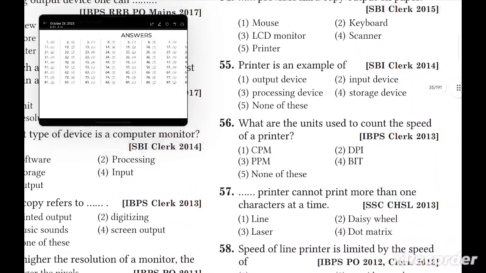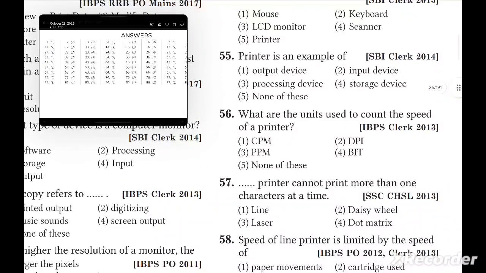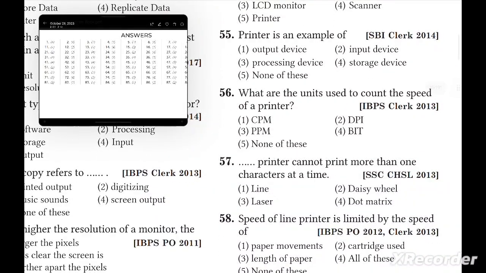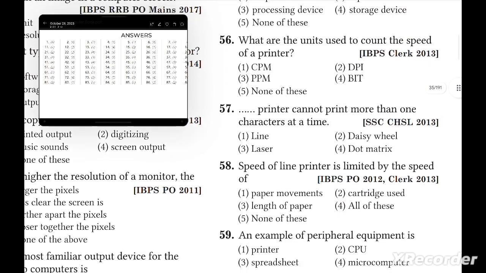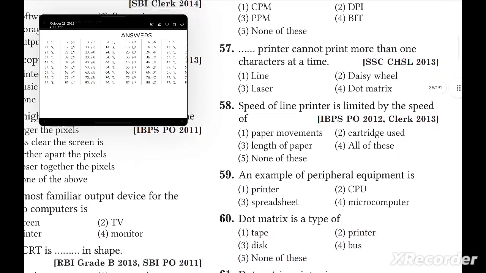Next question, printer is an example of first output device, second input device, third processing device, fourth storage device, fifth none of these. The correct answer is first output device. Next, what are the units used to count the speed of a printer? First CPM, second DPI, third PPM, fourth BIT, fifth none of these. The correct answer is second DPI.